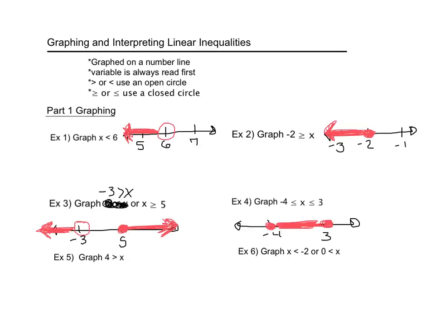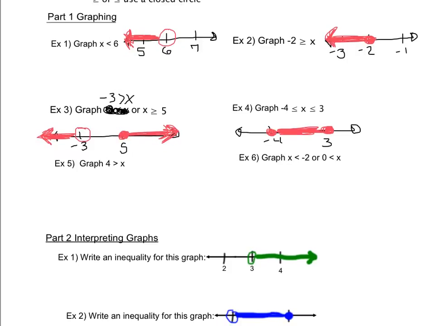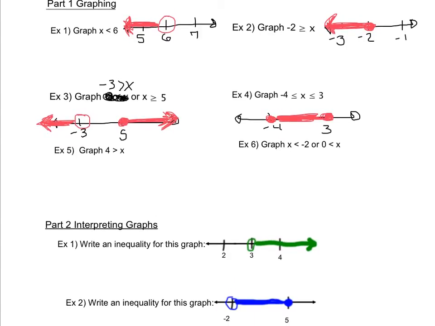Looking at the last 2 graphing examples, and then we'll move on where you have the graph for you. 5 and 6 would be great ones for you to pause and try. So I'm going to start by marking 4. What kind of circle do I need at 4? It looks like I need an open circle. Reading the variable first, it says x is less than 4, so I shade to the left.